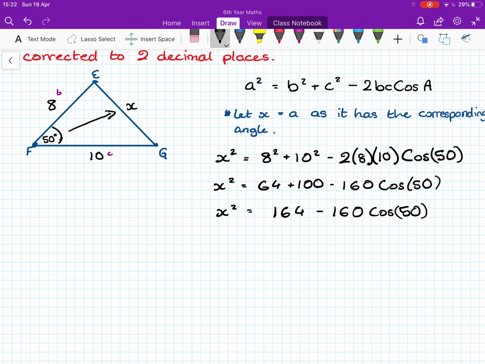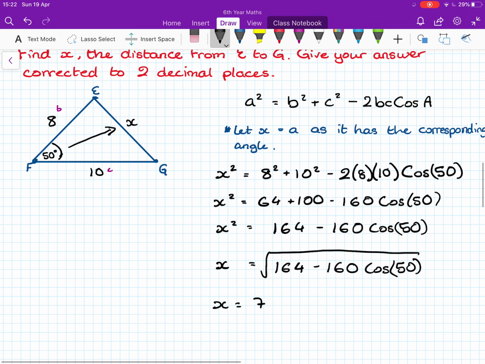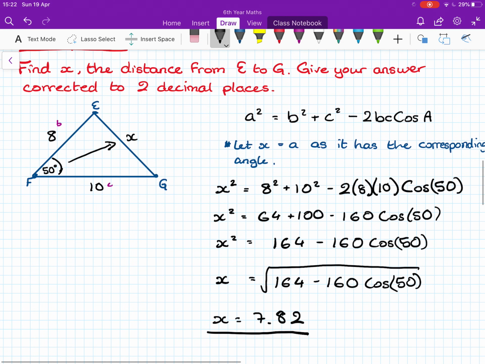So to get rid of the x squared, we're going to square root both sides. So we're going to do x is equal to the square root of this whole bit on the right hand side, which is 164 minus 160 cos 50, and then stick that all into your calculator, which should give you the value of x is equal to 7 point, and we're going to 2 decimal places, so 7.82. So that's going to be our distance of x, which is from E to G.